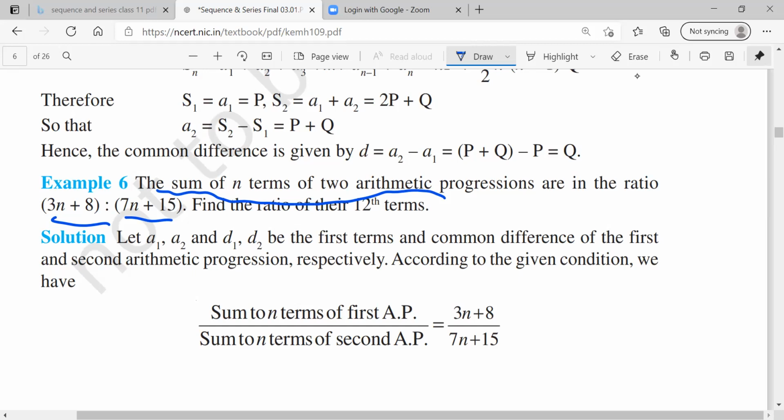The sum of n terms of two arithmetic progressions. So we all know what the formula is. Sn is equal to n by 2 into 2a plus n minus 1 into d. That is the basic sum of n terms formula. Fine. And given the ratio, they gave 3n plus 8 and 7n plus 15. Correct? So this is also a very simple thing.